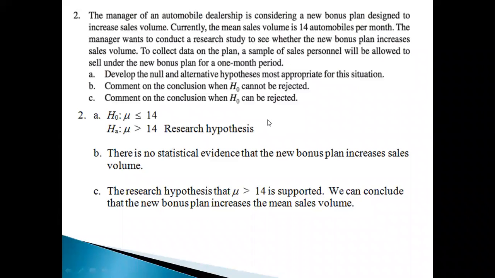So the manager of an automobile dealership is considering a new bonus plan designed to increase sales volume. Currently, the mean sales volume is 14 automobiles per month. The manager wants to conduct a research study to see whether the new bonus plan increases sales volume. To collect data on the plan, a sample of sales personnel will be allowed to sell under the new bonus plan for a 1-month period.